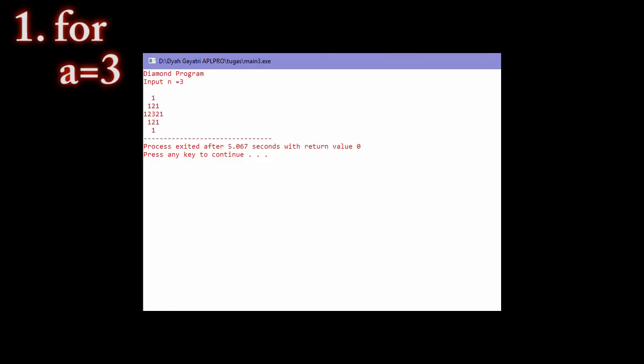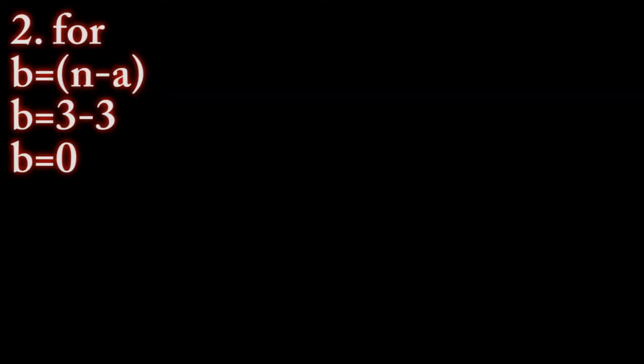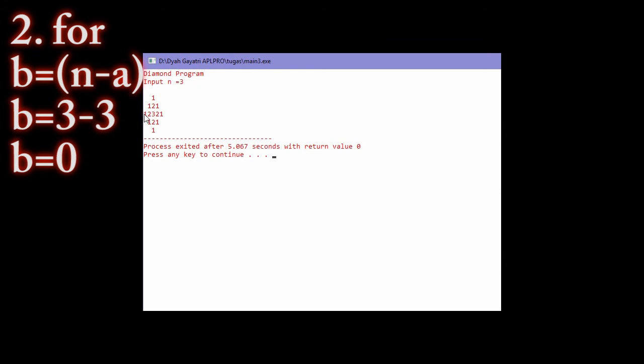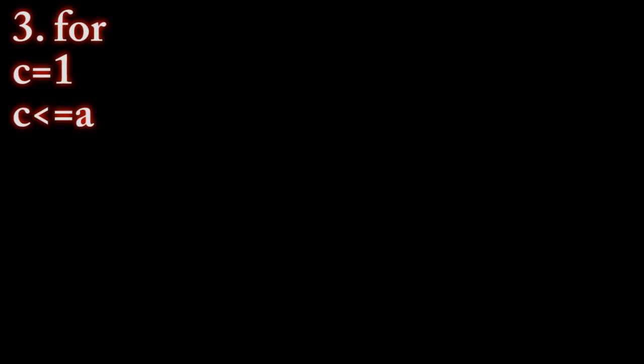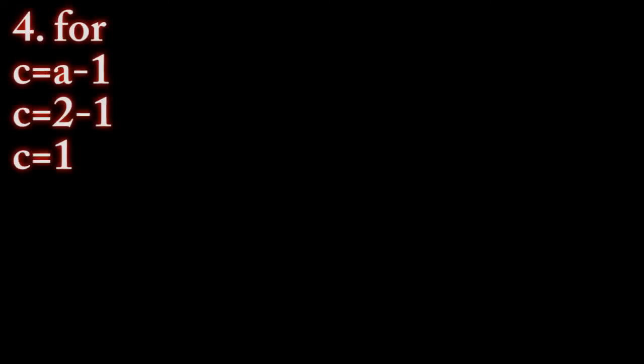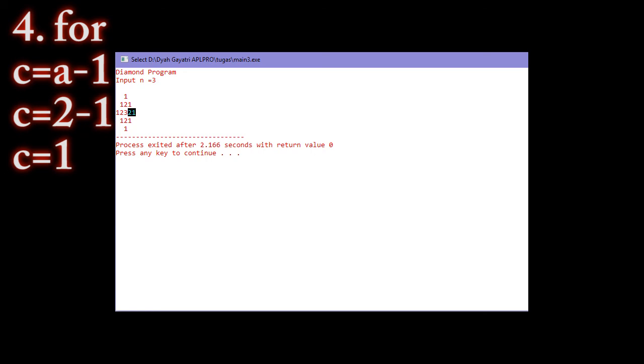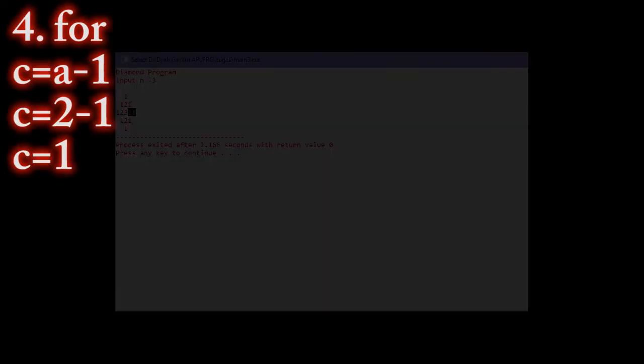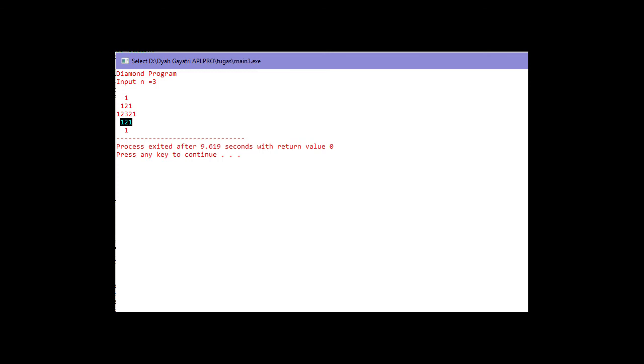Because the value of a constantly rises, the value of a is now 3, and it will again enter because a is less than or equal to n. Because in the beginning the value of n is 3, the value of b is the result of 3 minus 3, so the result is 0. Then it doesn't produce a space. The value of c is 1, and c is less than or equal to a. We will generate the values 1, 2, and 3. The value of c is the result of a minus 1, and c is greater than or equal to 1, so it will generate the values 2 and 1. The program for the bottom is the same as for the top.